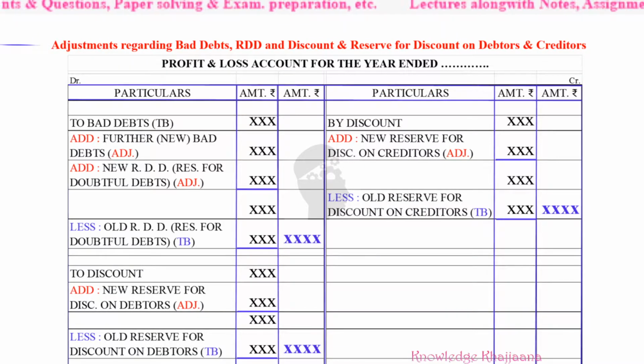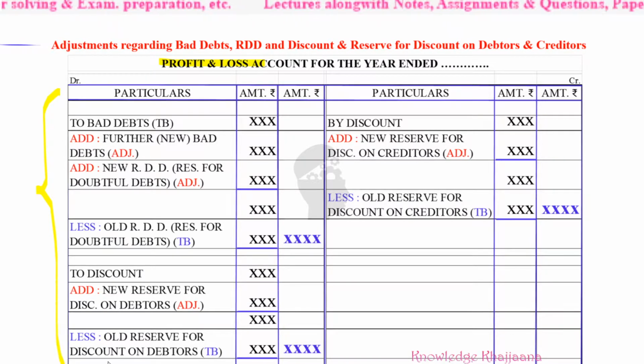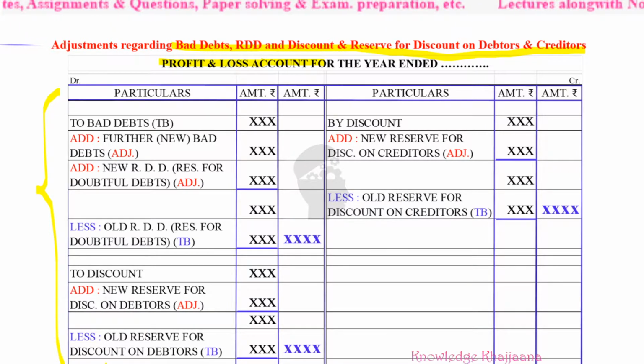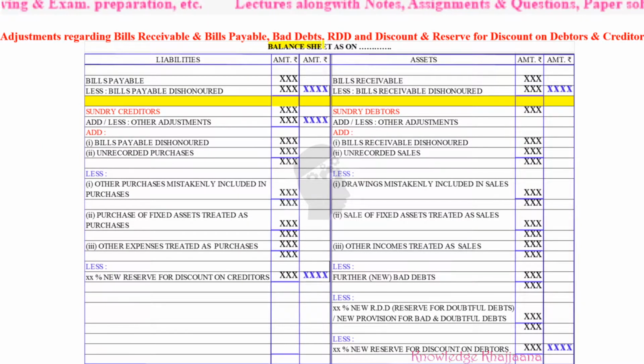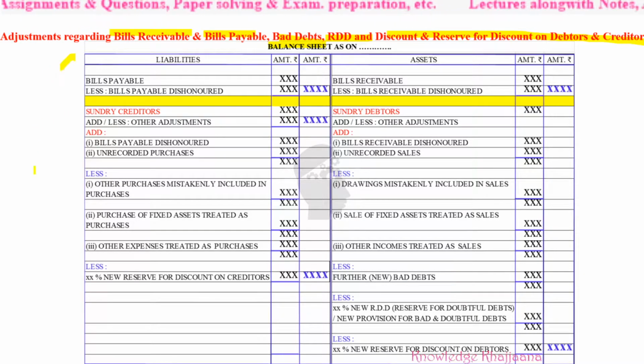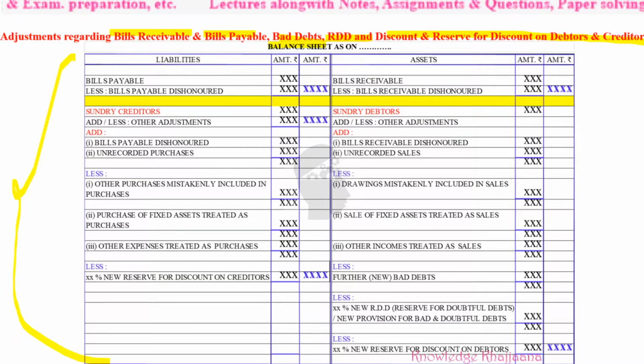These are the important adjustments which I always stress upon, that you should always be familiar and very good with. For example, these are the adjustments related to profit and loss account, regarding bad debts, RDD, discount and reserve for discount on debtors and creditors. Apart from these, some other adjustments related to the balance sheet are regarding bills receivable, bills payable, bad debts, RDD and discount and reserve for discount on debtors and creditors. All these adjustments must be very clear for you. Then only your base would be very good for solving all the problems.